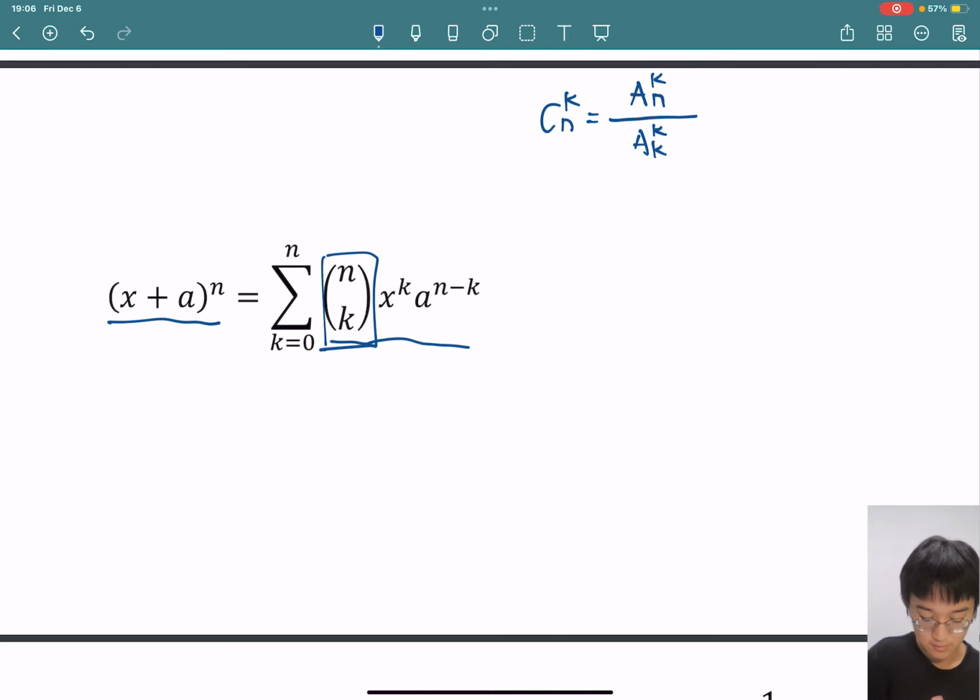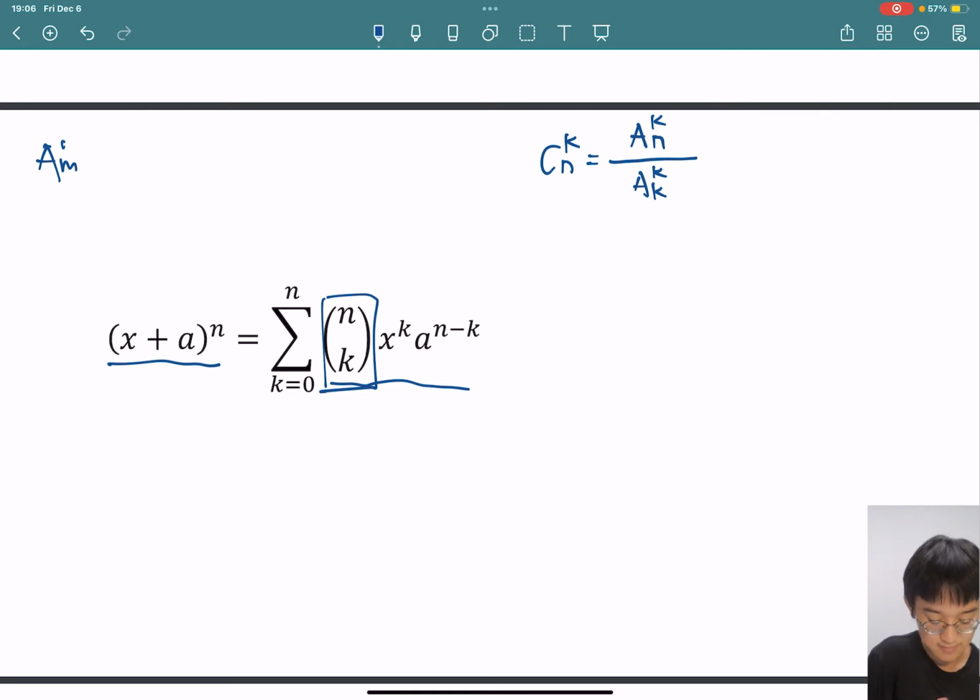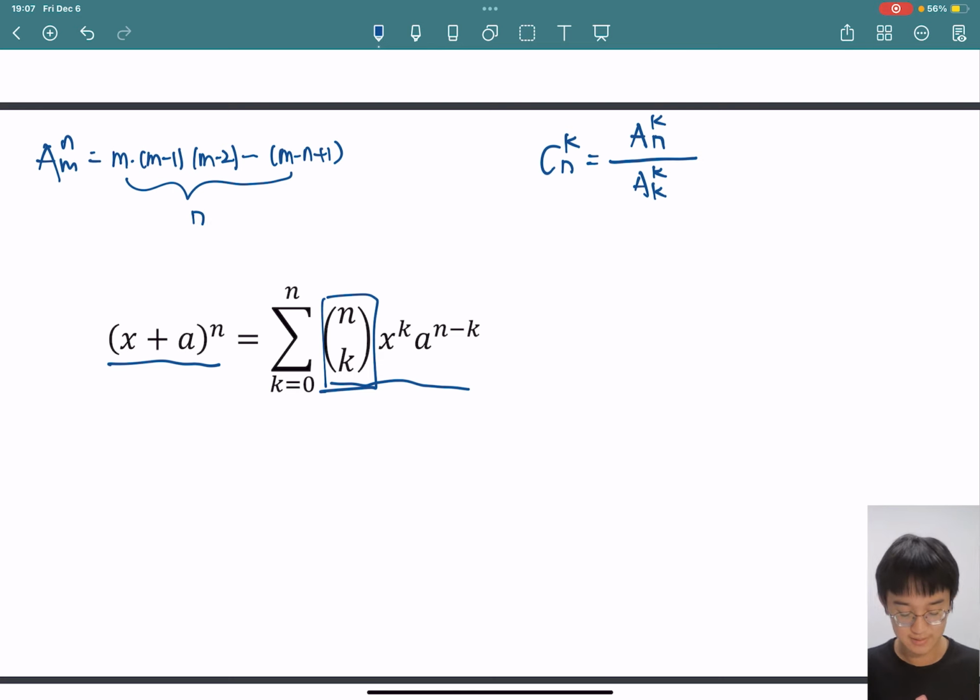And what about A? When A(m,n), it means we multiply from m, and m minus 1, m minus 2, dot dot dot, m minus n plus 1. We have n numbers here. So this is the meaning of A. And using the meaning of A, we can know the meaning of C.